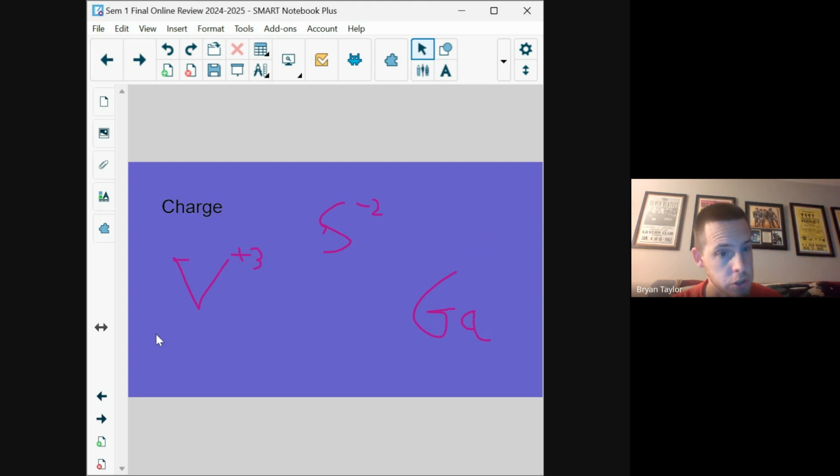So when we're doing the charges, this is plus, this is minus, this is 0, right? There's nothing there. So for example, protons: vanadium is element 23. Sulfur is element 16. Gallium is 31. Okay, so we're good there. Again, I just looked it up on the periodic table. Protons are the element number.